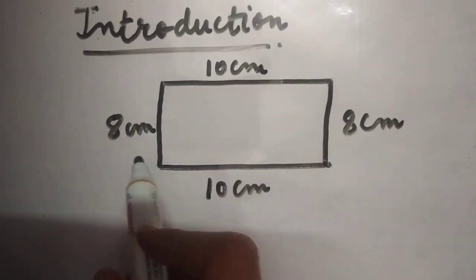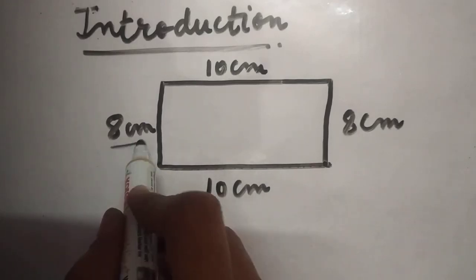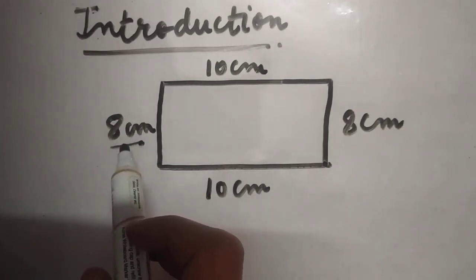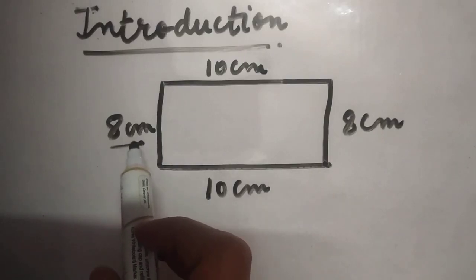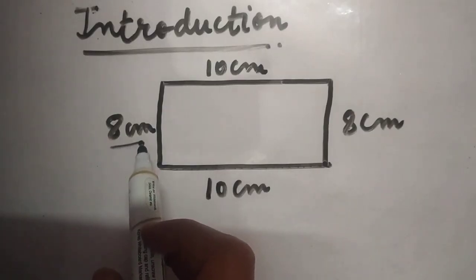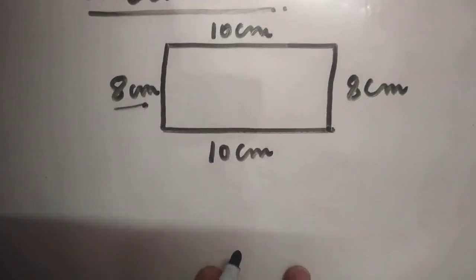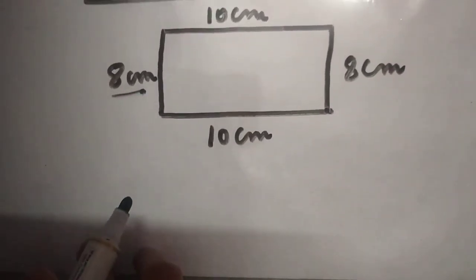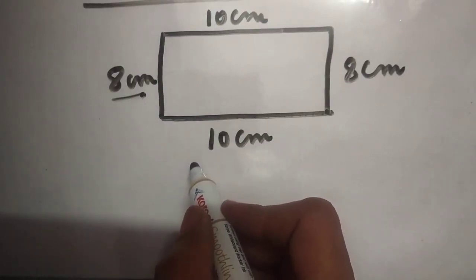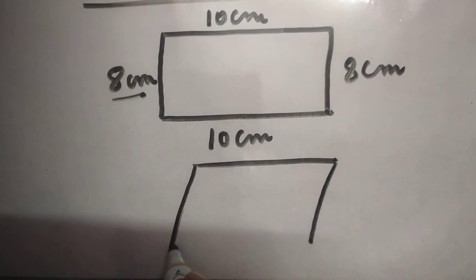Now, what will happen if I push this rectangle along the width of this rectangle? Width is 8 centimeter. So what will happen to this rectangle if I push it along the breadth? Let us see, is the shape obtained still a rectangle or not? I will be pushing this rectangle along the breadth and making a new shape, and then you can see what will happen. So I am pushing it along the breadth of this rectangle, and I will be getting a parallelogram.